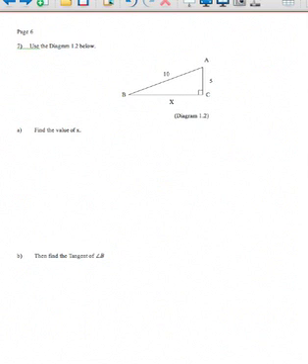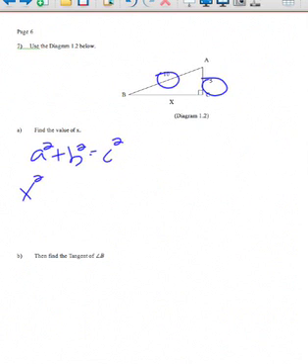Page 6 says use the diagram 1.2 and we're looking for the value of x. We're given the two sides, 10 and 5, 10 being the hypotenuse, 5 being one of the two legs. So we're going to use the Pythagorean theorem: a squared plus b squared equals c squared, where a can be x squared, b can be 5 squared, and c can be 10 squared.